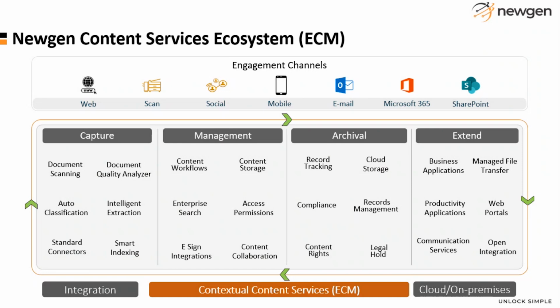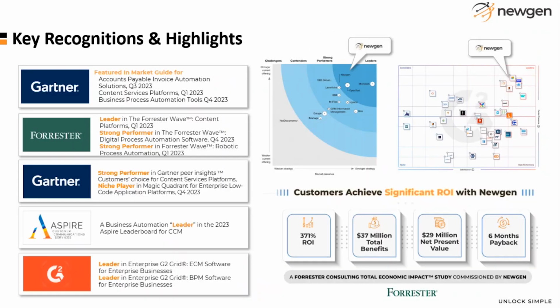Newgen's content management system can be deployed both on cloud and on premises. There's also hybrid deployment modes available. Newgen's content management system has been recognized as a leader in the latest content platform wave released by Forrester in 2023. Newgen is also present in Gartner's Magic Quadrant since its inception. G2 has also recognized Newgen's enterprise content management system as a leader in their G2 grid.